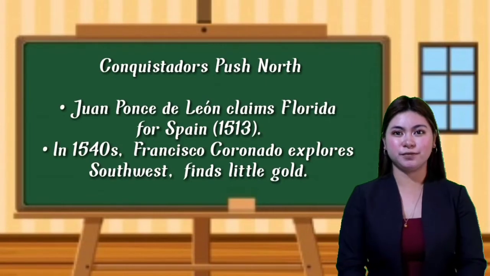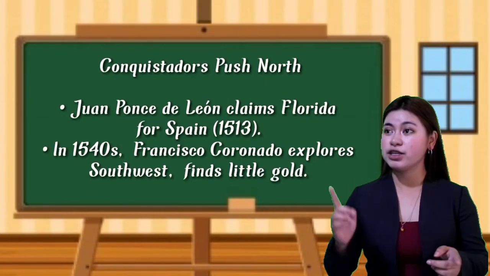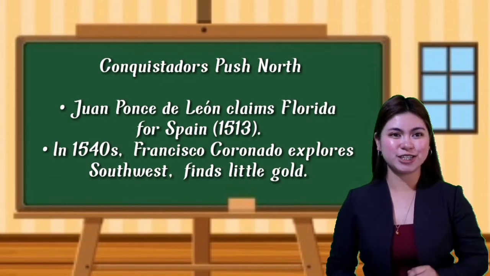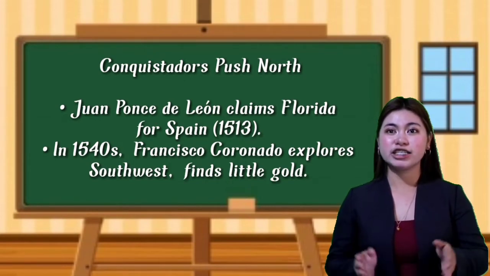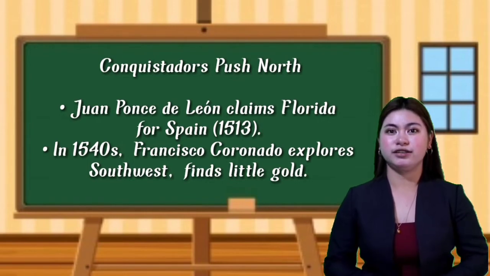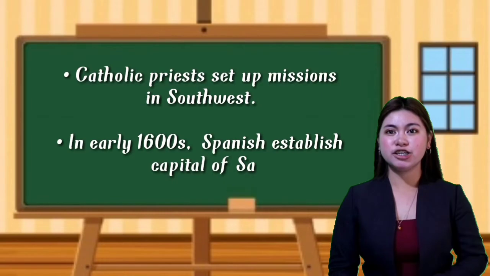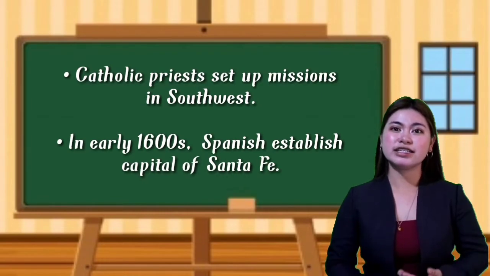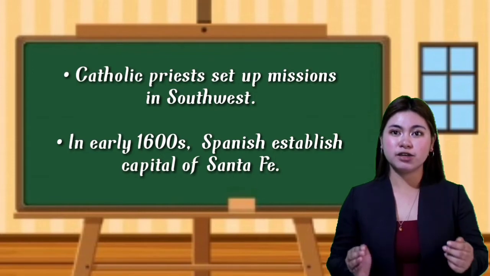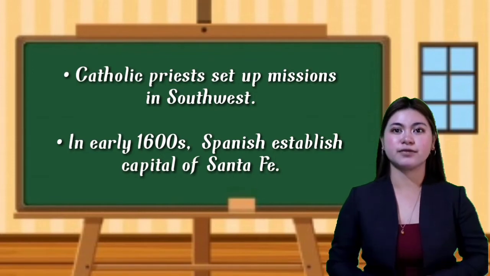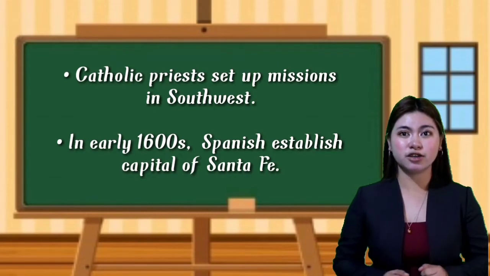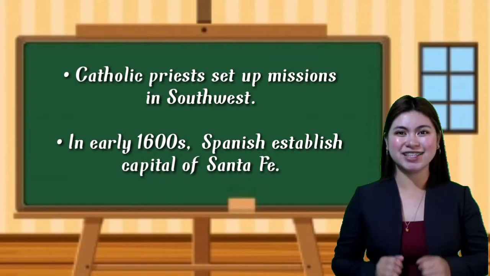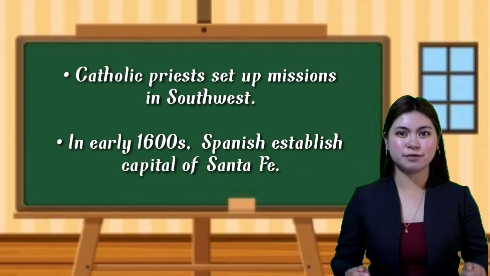Conquistadors push north. Juan Ponce de León claims Florida for Spain in 1513. In the 1540s, Francisco Coronado explores the southwest and finds little gold. Catholic priests set up missions in the southwest. In the early 1600s, the Spanish establish the capital of Santa Fe. Colonial expansion under the Spanish Empire was initiated by the Spanish conquistadors, through its administrators and missionaries, to spread the Christian faith through indigenous conversions.